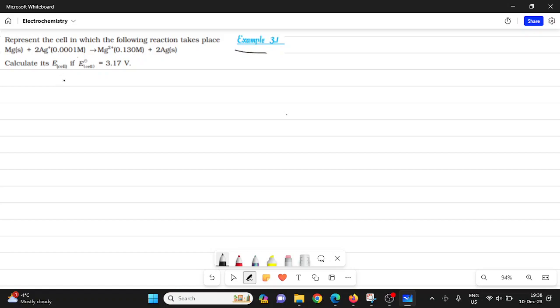First of all, we've been given this particular chemical reaction: Mg solid plus 2Ag+ with a concentration of 0.0001 molar gives rise to Mg2+ with a concentration of 0.130 molar plus 2 Ag, which is a solid.